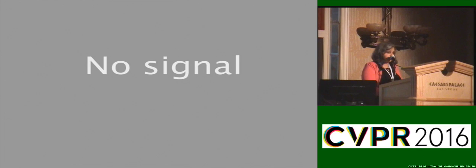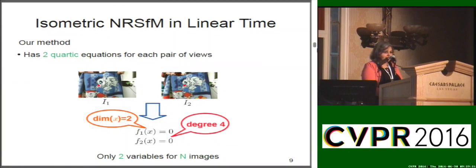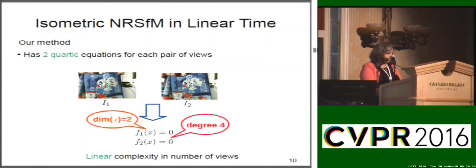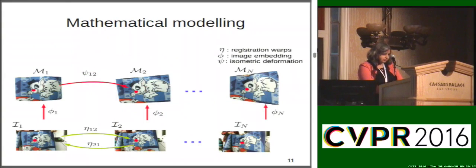So we have two equations, two variables, so we can solve it for two images, but then we need three images to disambiguate the solutions. Further in the presentation, we will see that we have actually two variables for n number of images, and this means that we have linear complexity in the number of views.